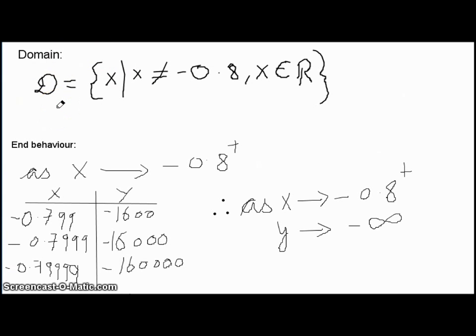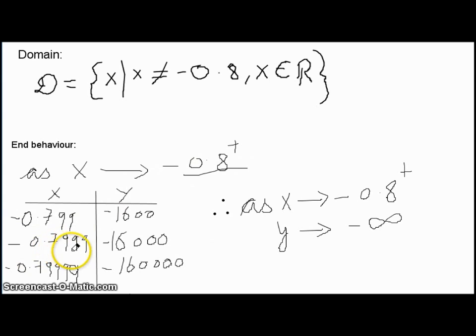So our second step is to find the domain. Our domain is x such that x is not equal to -0.8 and x is an element of all real numbers. Then we start finding our end behavior. As x approaches -0.8 from the positive side, that means from the positive x-axis, we need to find numbers that are close to -0.8.